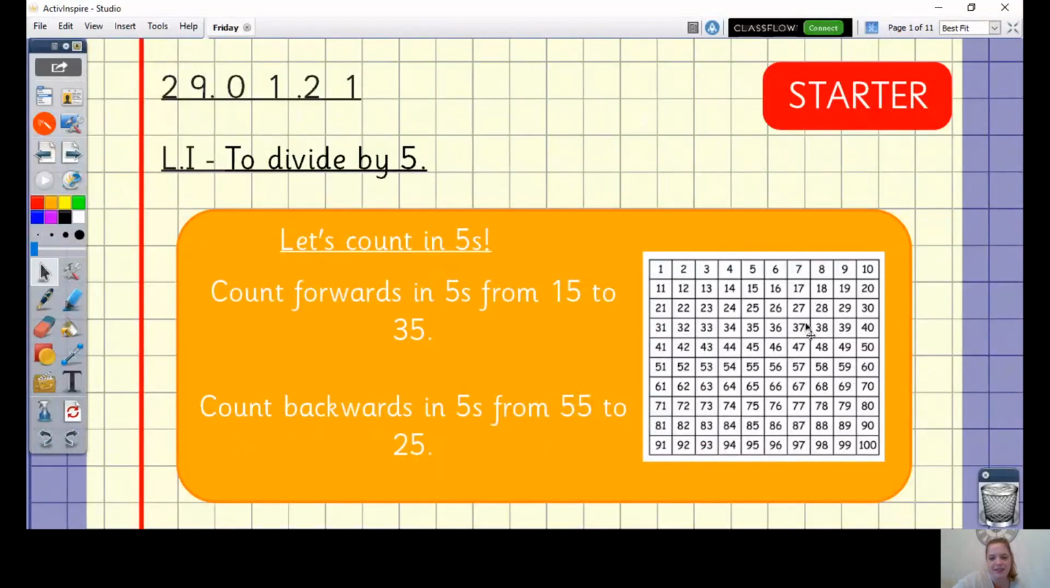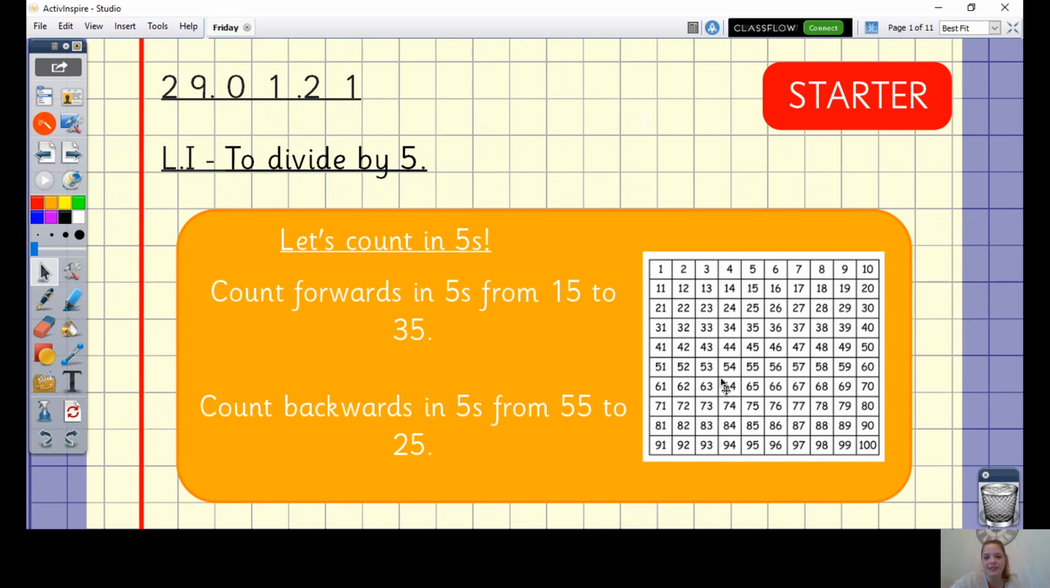Okay, here we are. Hopefully you can see what I can see. Now, to warm up our brains this morning, we're going to do a little bit of counting. We're going to do some counting in fives. As you can see, the 100 square on the screen here, and if you'd like to, you can find your own 100 square on your computer or print one out. So we're going to do some counting forwards and then backwards.